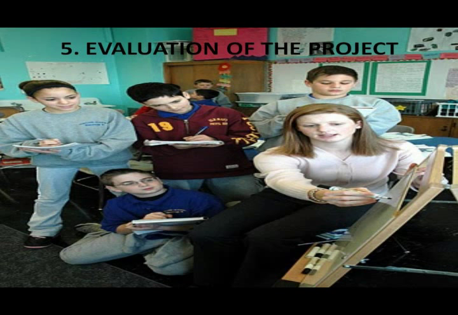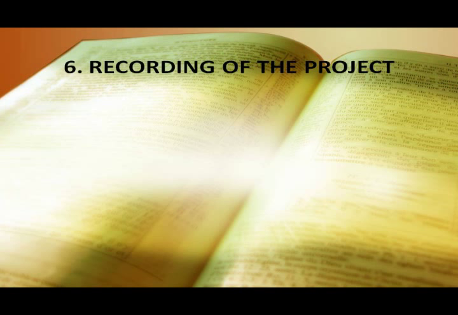Then step number 5, evaluation of the project. When the project is completed, the teacher and the children should evaluate it jointly and discuss whether the objectives of the project have been achieved or not. Then step number 6 and last step, recording the project. The children maintain the complete record of the project work. While recording the project, points like how the project was planned, what discussions were made, how duties were assigned, how it was evaluated, etc. should be kept in mind.